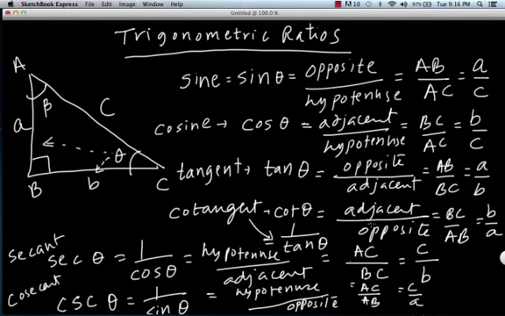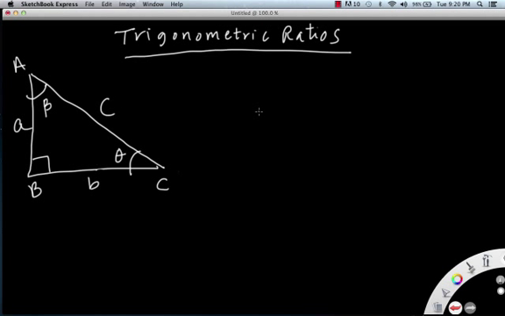So let's recap. Sine theta is defined as opposite by hypotenuse. Cosine or cos theta is defined as adjacent by hypotenuse. Tangent or tan theta is defined as opposite by adjacent. Cotangent, which is the reciprocal of tan theta, is defined as adjacent by opposite. Secant, which is the reciprocal of cos theta, is defined as hypotenuse by adjacent. And cosecant, which is the reciprocal of sine, is equal to hypotenuse by opposite. So going back to the previous lesson, we have defined 6 trigonometric ratios, and the first 3 are sine, cosine, and tan.